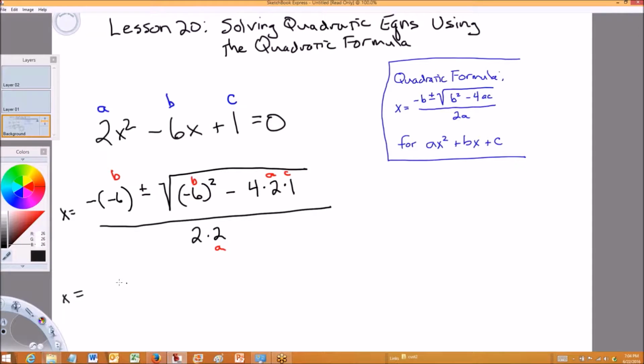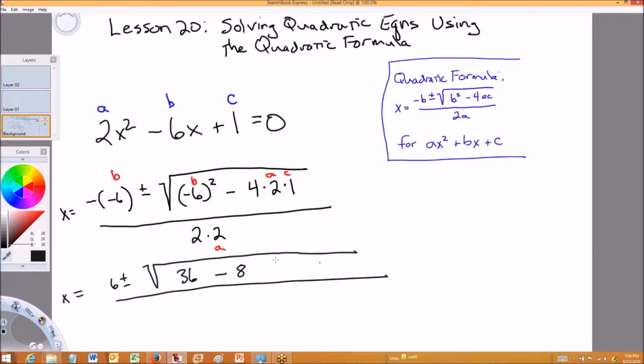So x equals a positive 6 plus or minus the square root of negative 6 squared, which is positive 36, minus 4 times 2, which is 8, times 1, which is 8, all over 4. I'm going to take out some of these long lines because I think I might need the space here.